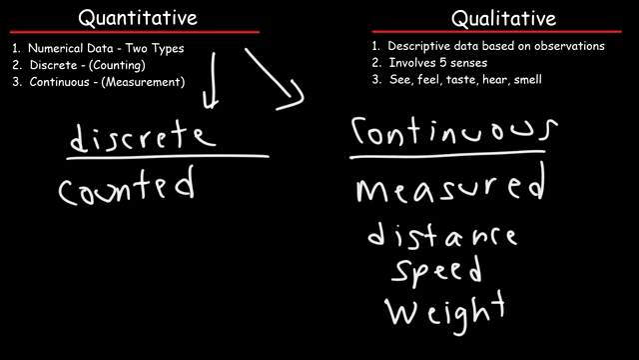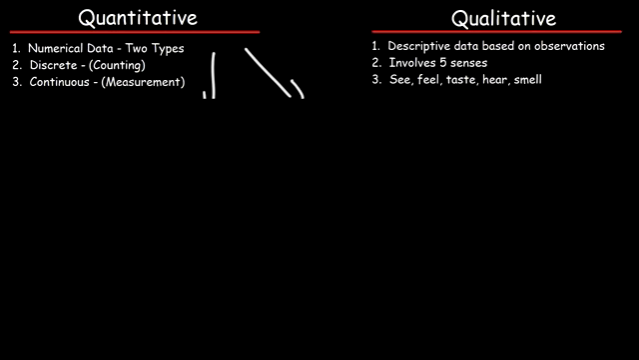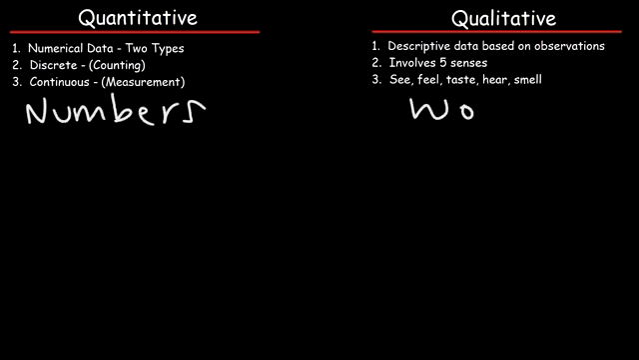Now let's move on into qualitative data. Qualitative data is basically descriptive data based on observations. And you use words to describe this data, not numbers. And that's a key difference between quantitative and qualitative data. Quantitative data use numbers, qualitative data use words.